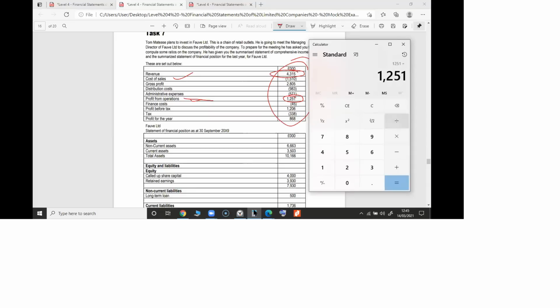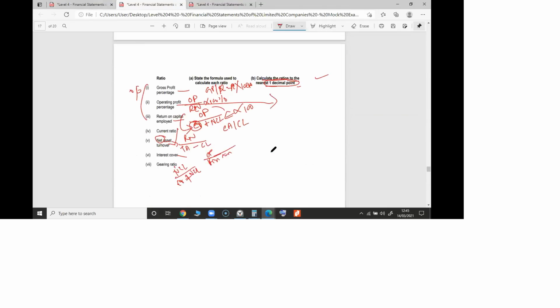1251 divided by 4315 times 100. So 29%. I'll take the answer: 28.99 means 29%. Okay, that's great. I hope it makes sense. It was just a random check. 29%. Of course, I know you can do it.